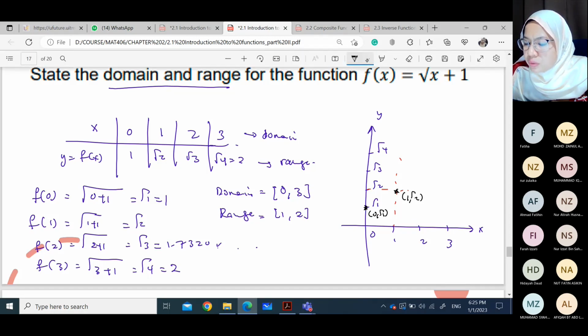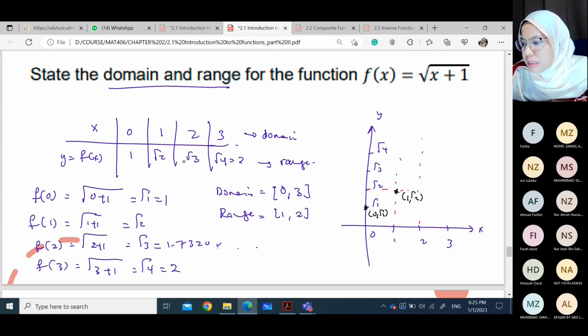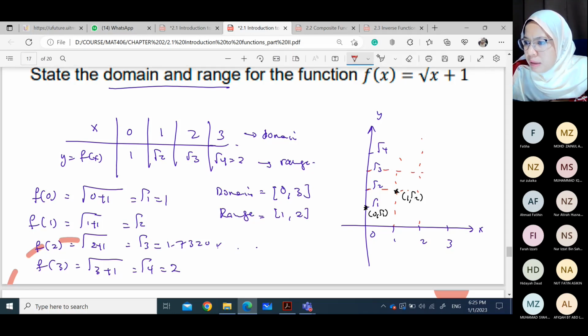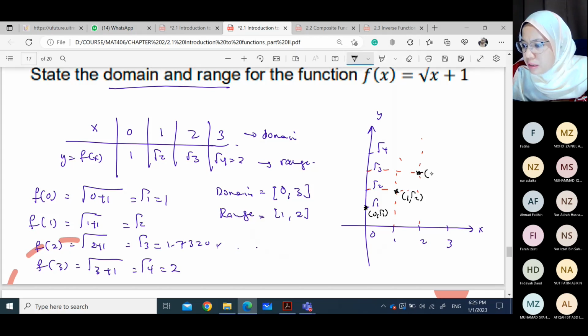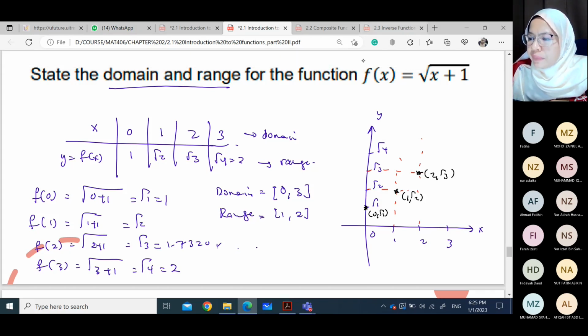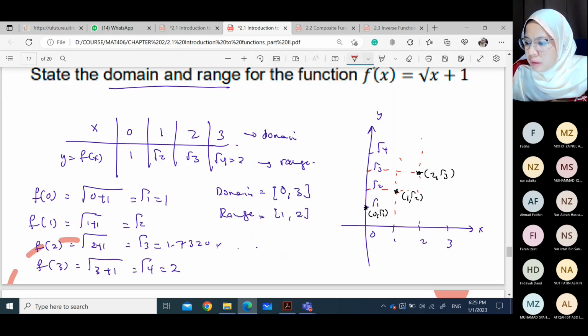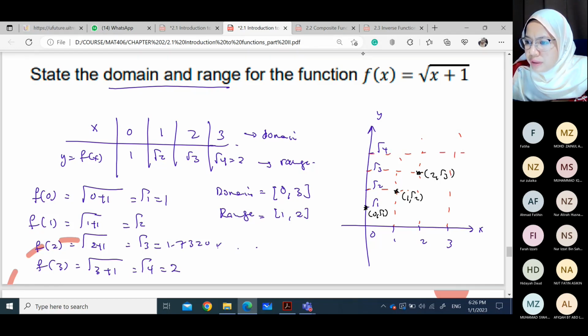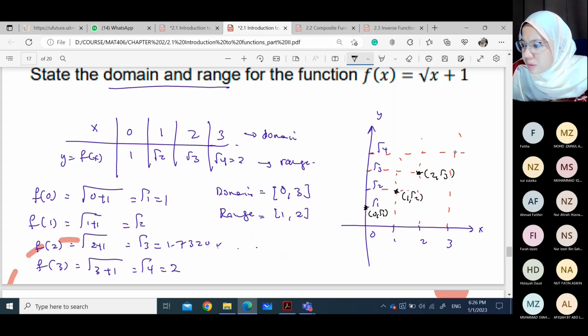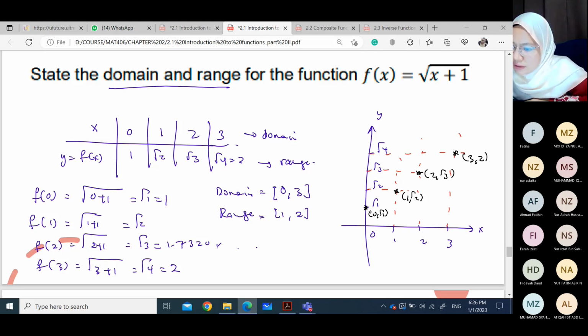And then X equals to 2. Y square root of 3. Dekat situ. Actually, inilah point dia. So this one is 2, square root of 3. And the last point, X equals to 3 and Y is square root of 4 ataupun 2. Okay, so this is the point. So this point is about 3, 2. So you boleh plotkan graph dia.